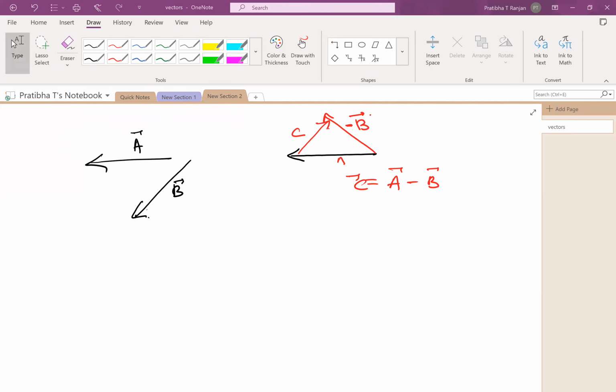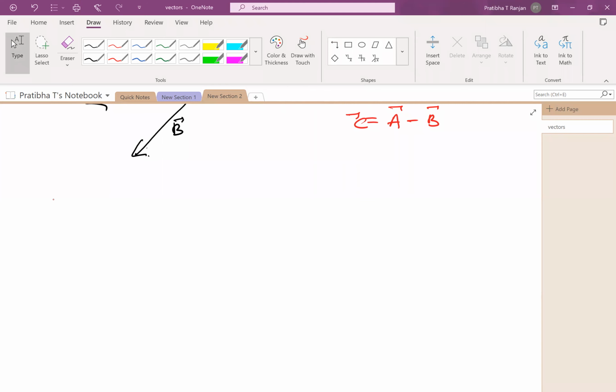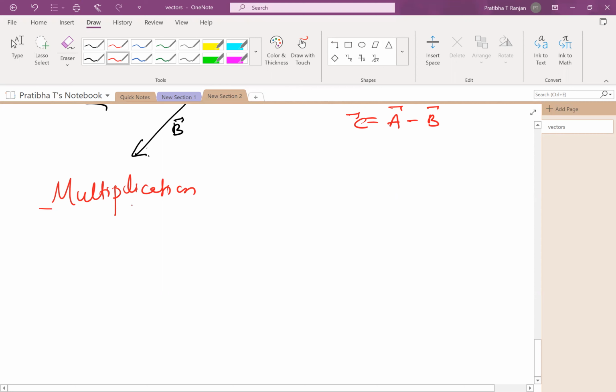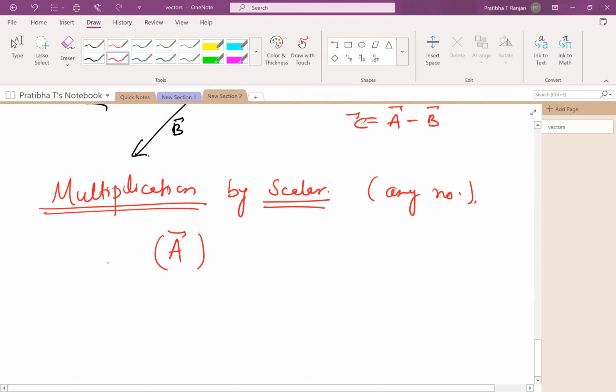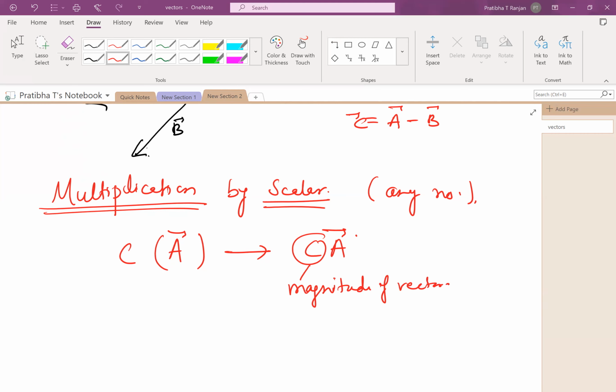Now comes the multiplication of a vector by a scalar. By scalar means any number. So suppose you have a vector A and you multiply it with C, it will simply be the vector CA. And this C represents the magnitude of the vector.